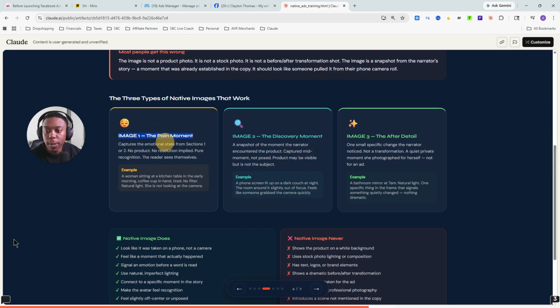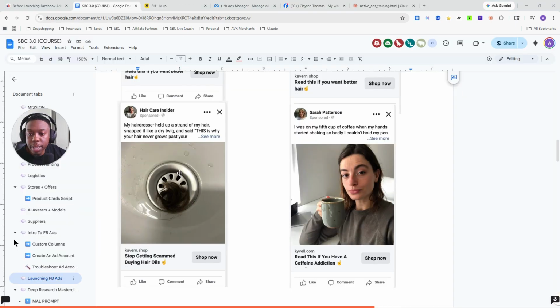So image 1, the pain moment. This type of image captures the emotional state from sections 1 or 2. No product, no resolution implied, just pure recognition. The reader sees themselves. Let me give you an example of this. An example of this could be something like this, right?